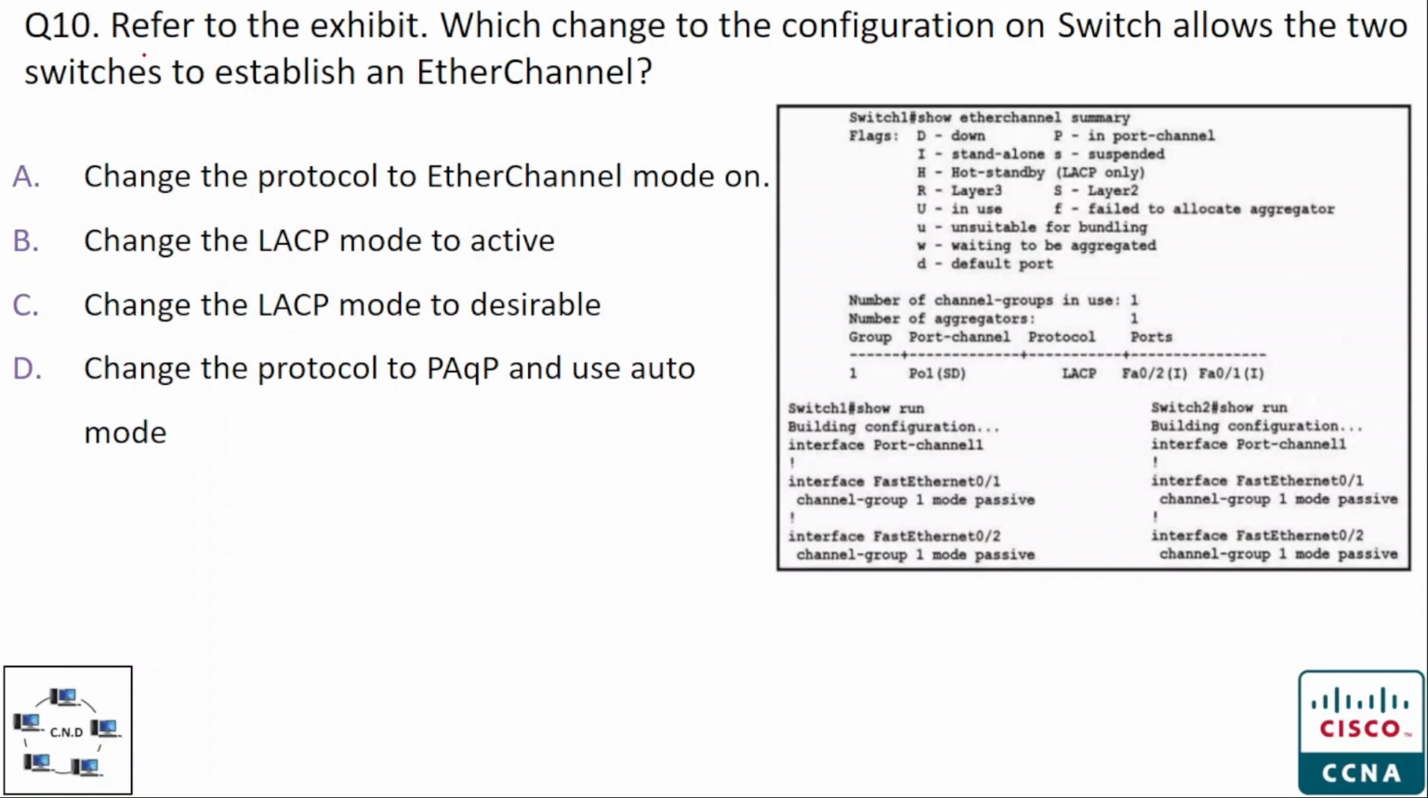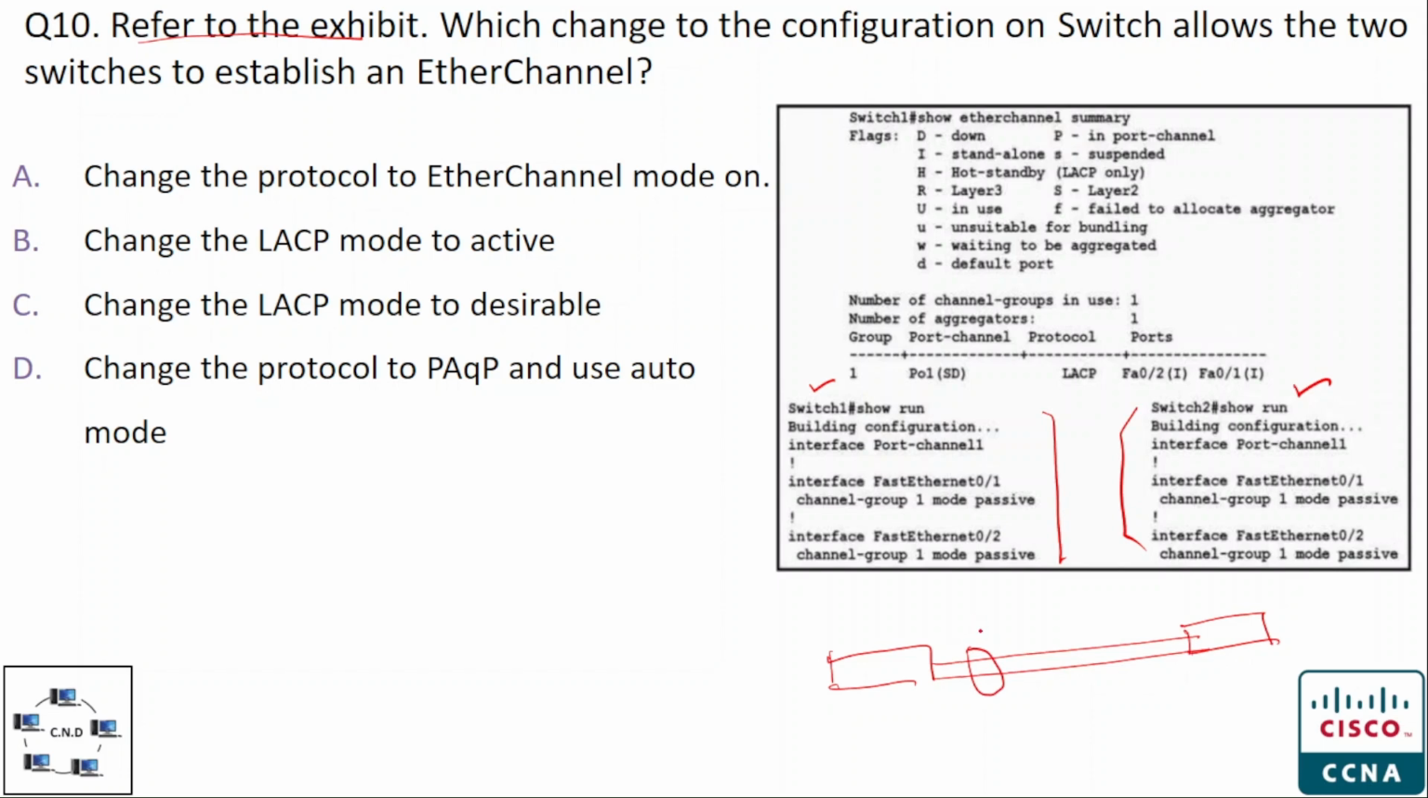Question number 10, refer to the exhibit. Which change to the configuration of the switch allows the two switches to establish an EtherChannel? So we have these two switches, switch 1 and switch 2, and both the switches have the configuration to form an EtherChannel. So what is an EtherChannel? When you configure multiple links between two switches, you combine them through configuration into a single logical unit.